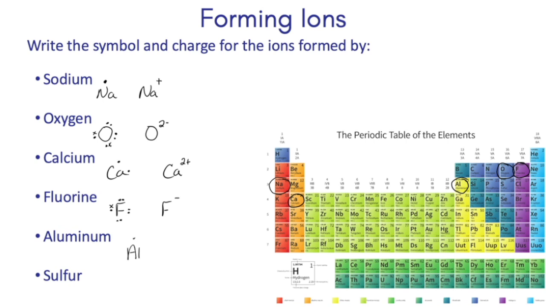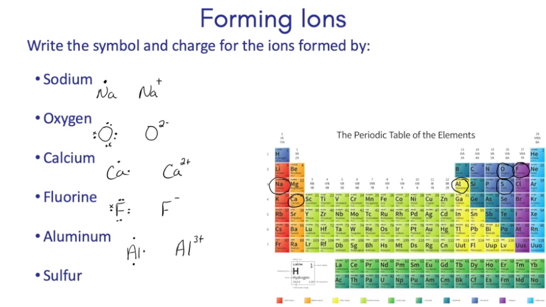Aluminum is in group 13, giving it 3 valence electrons. However, aluminum is a metal, so it's going to lose those 3, because remember, metals lose electrons, and it's going to form a 3 positive charge.